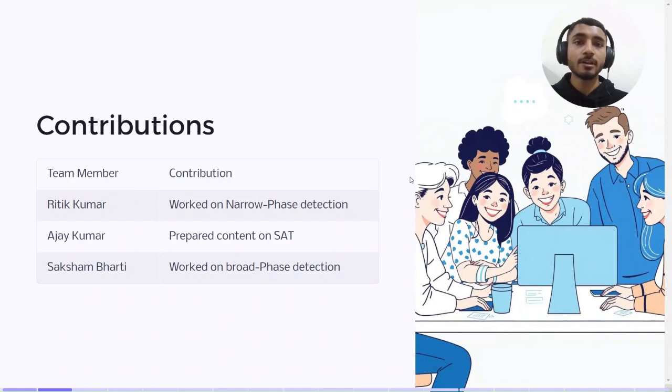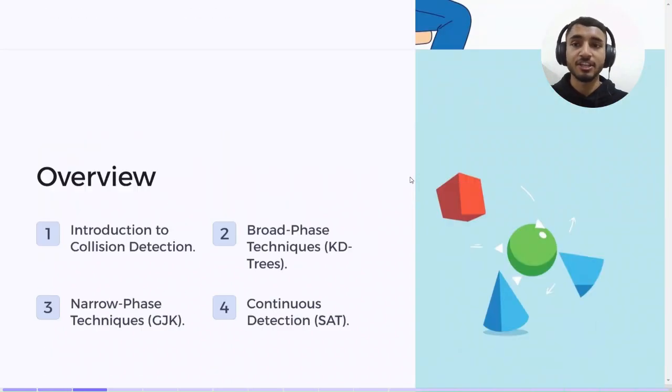Ritik Kumar has worked on narrow phase detection techniques, Ajay Kumar has worked and prepared his data on the separating axis theorem, and I have worked on broad phase detection.